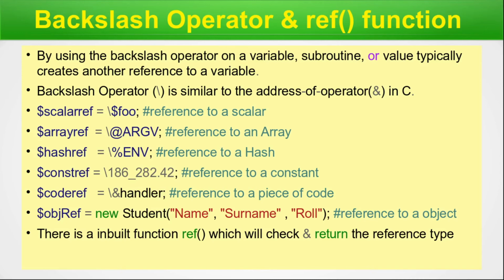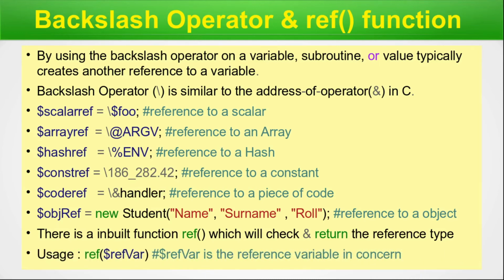Okay, so that time you can use the ref function. Usage: you just put ref, and within the parentheses you use $refvar. So $refvar could be any one of the above mentioned, I have mentioned six types of references here. Any of them, if you put, this function will return the type of the reference. Whether it is a scalar, an array, a hash, or a constant, anything, it will display. So this is the general explanation. We are done with this slide, so let's move on to the next.